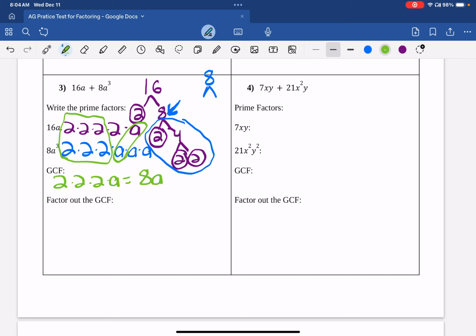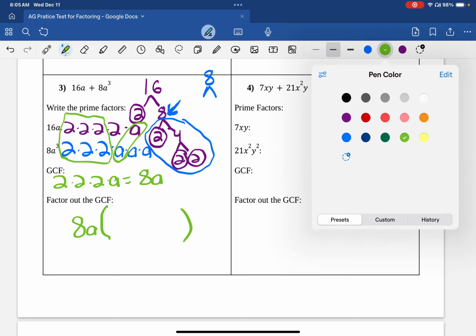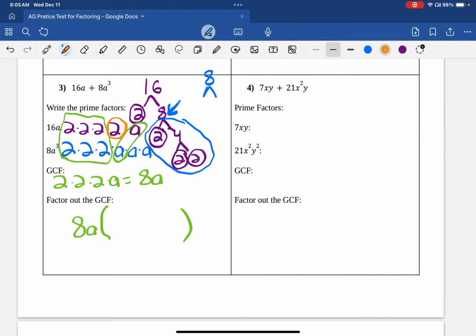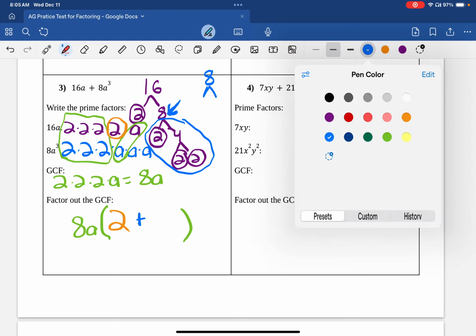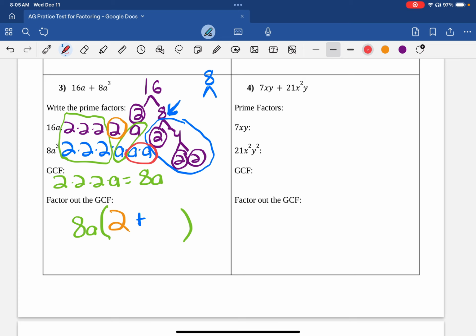So to factor out the greatest common factor, we put the 8a out front. All the leftovers go in parentheses. For 16a, our only leftover is a 2, so we write a 2 down there. And for our 8a cubed, our leftovers are 2 a's, so we would just write a squared. So the factored form here is 8a times 2 plus a squared.